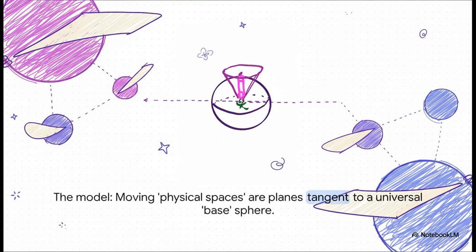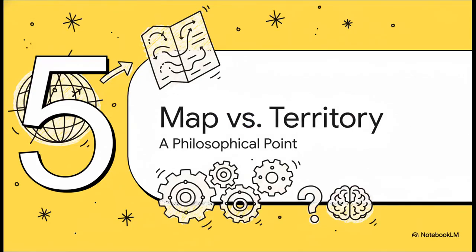To help us picture this, the author gives us a more abstract image. Imagine base space reality is this giant fundamental sphere, and our own moving realities, our physical spaces, are like flat planes that are just tangent to that sphere, just barely touching it. It's a way of trying to visualize this whole two-level idea of reality using geometry.